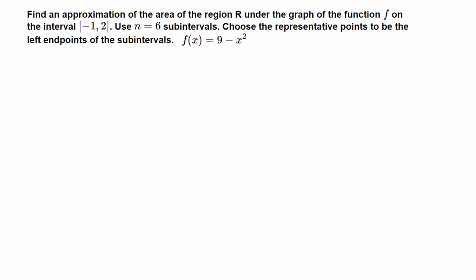Find an approximation of the area of the region R under the graph of the function f on the interval -1 to 2. Use n equals 6 sub-intervals and choose the representative points to be the left endpoints. We have to use 6 of them for this function. We don't have to graph this function, but just to illustrate, so this is not needed.